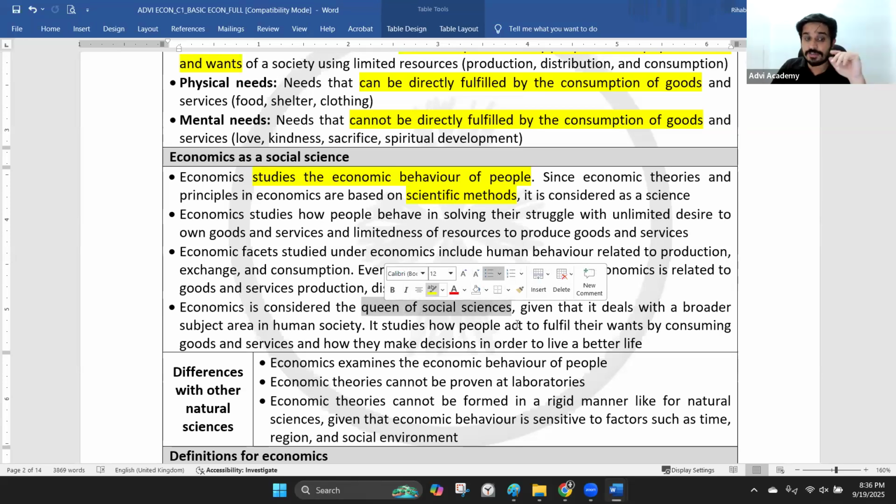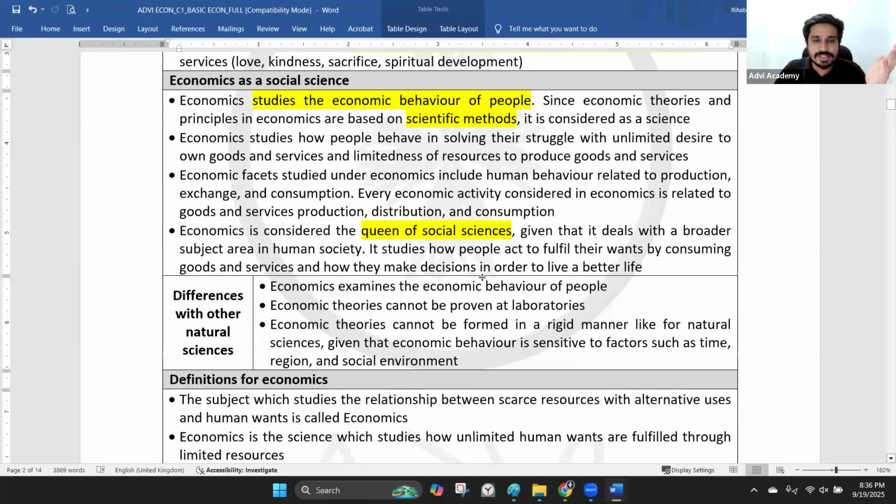That's why we call it the queen of social sciences. Again, I'm not going to add this to the short note because it's not that important, but you can just remember. And why is economics different from the other sciences? Because these are theories that cannot be proven in laboratories. This is about people. You can't catch one random person from this class, make him sit down and test him like a lab rat, give him food and see how he reacts, give him clothing and see how he reacts, right? Because this is about the behavior of people.